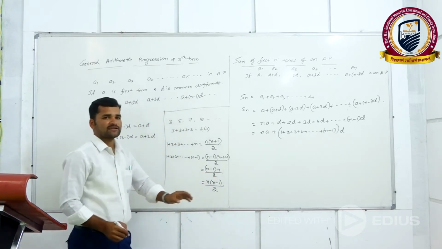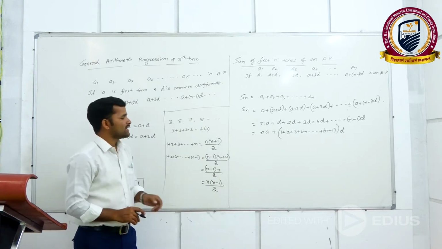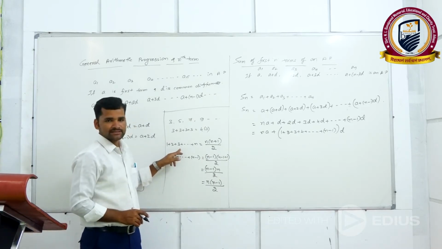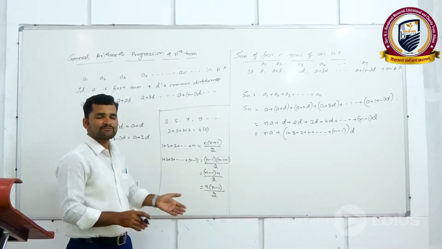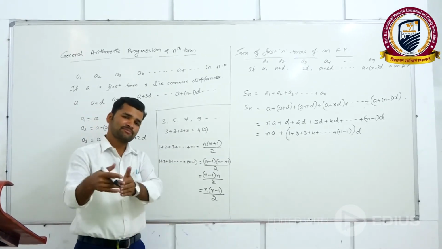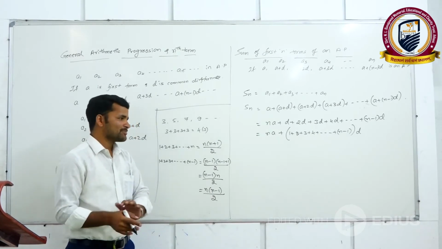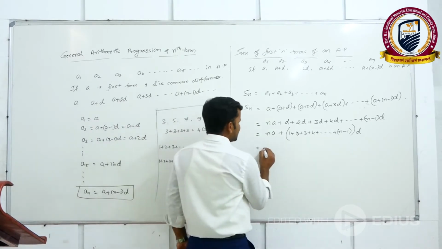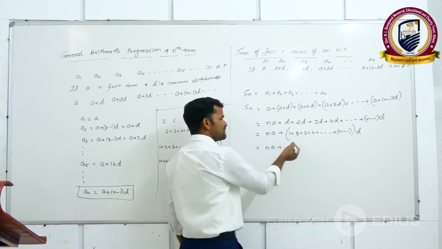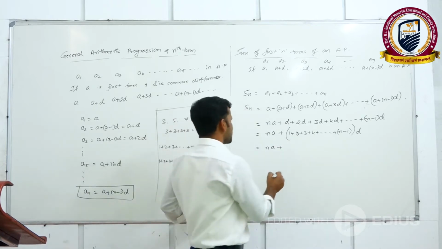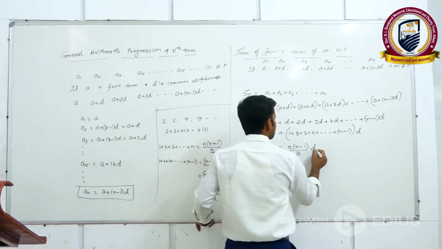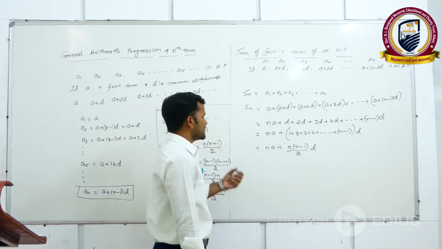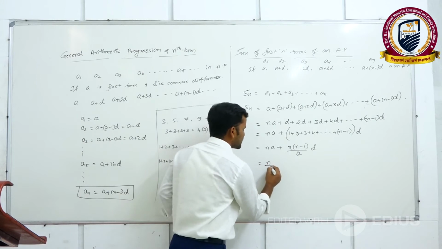This is the sum of first n minus 1 natural numbers formula. You need to remember this. With this standard result, we can get any other sums, like the sum of first n plus 1 natural numbers, or the sum of first n plus 2 natural numbers, like that. This will be as it is, the sum of first n minus 1 natural numbers formula, n into n minus 1 divided by 2, into d. Let me take n by 2 common here.